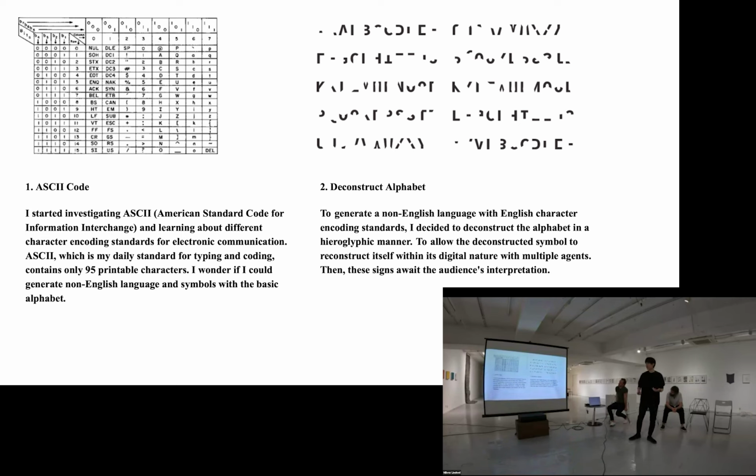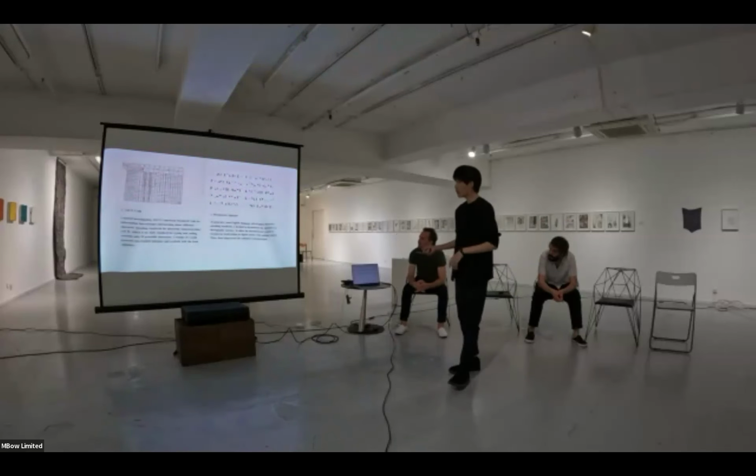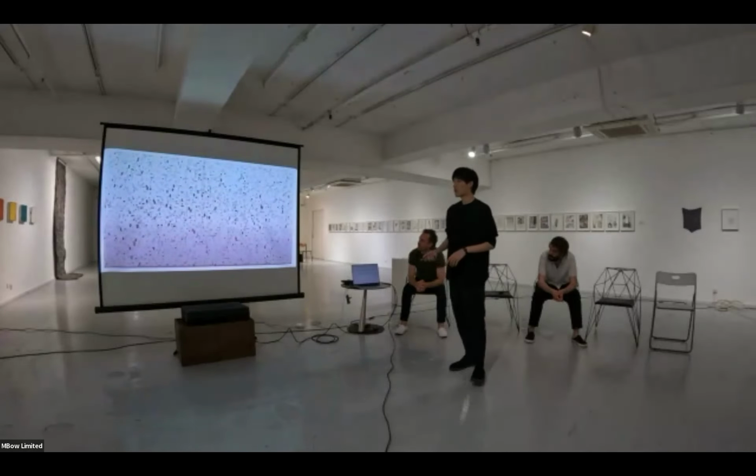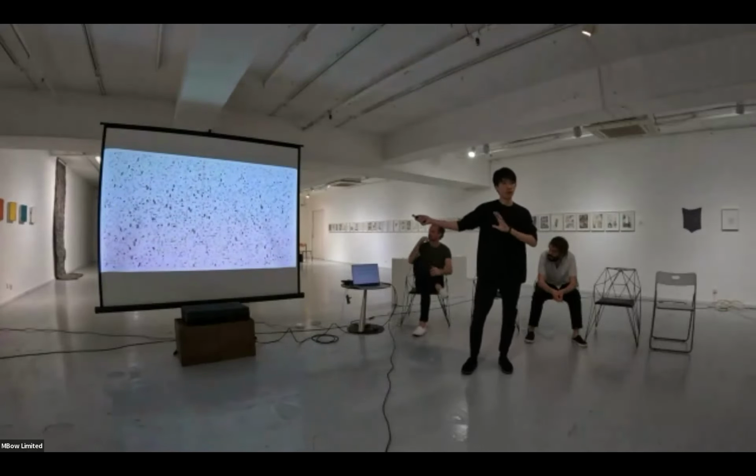Then I investigated the American Standard Code for Information Interchange, this chart, and I thought: how about I just use the alphabet and deconstruct it? How about I see the alphabet as graphics and deconstruct it into basic graphical forms, and with multiple agents creating random actions, see what it will become. So the result for a single screen will be like this.